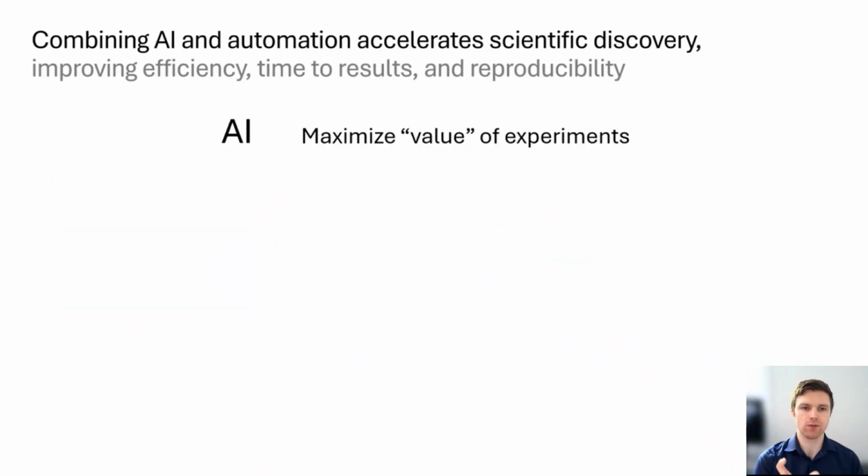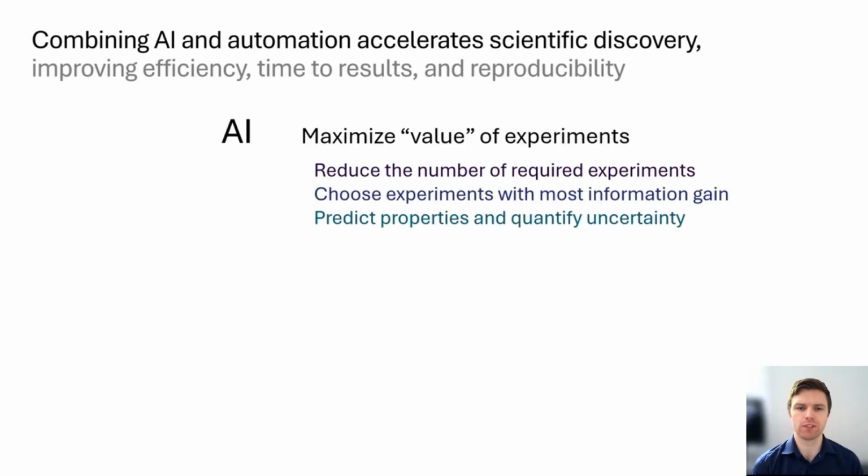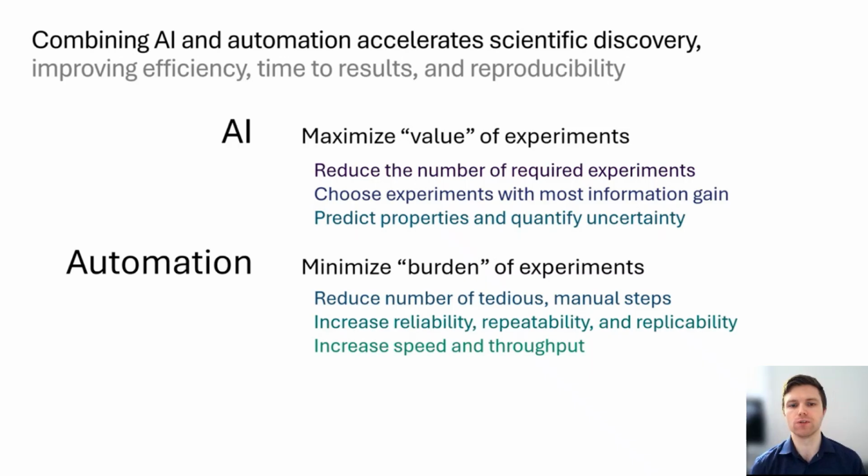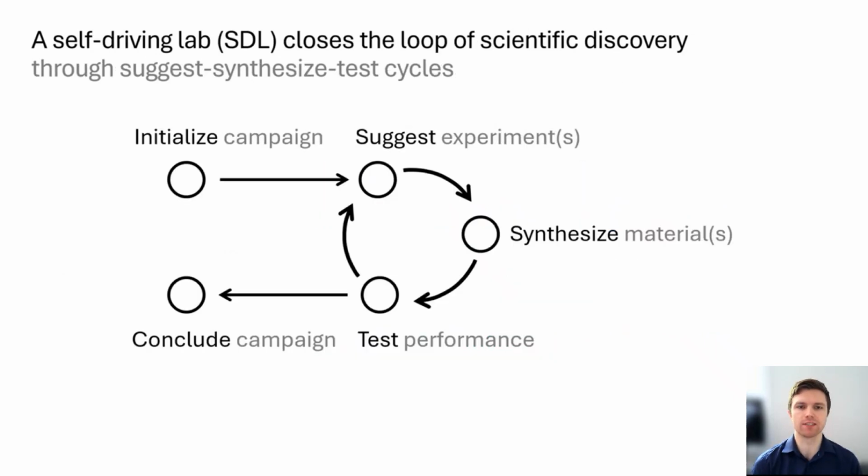And when we think about these two aspects, AI is usually about maximizing the value of individual experiments. So this looks like reducing the number of required experiments, choosing the ones with the most information gain, and oftentimes predicting properties and quantifying uncertainty. Automation, on the other hand, is all about minimizing the burden of individual experiments. So we're trying to reduce tedious manual steps, increase reliability and repeatability, and increase our speed and throughput. Now, a self-driving lab is a system that closes the loop of scientific discovery.